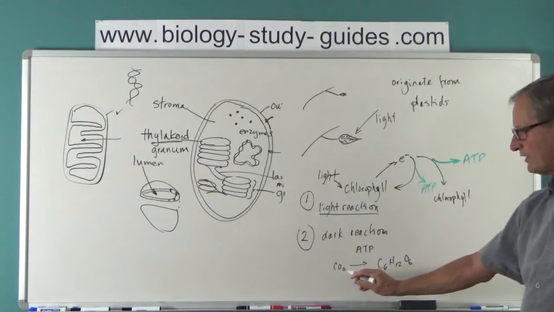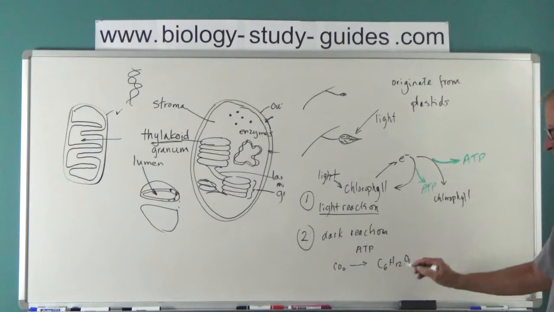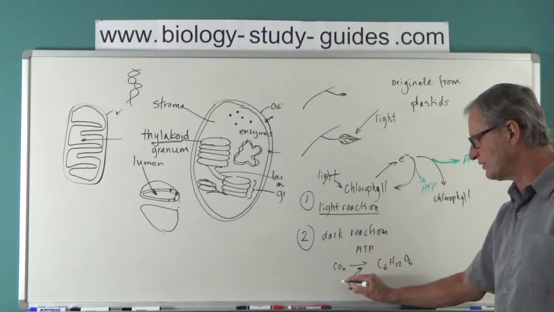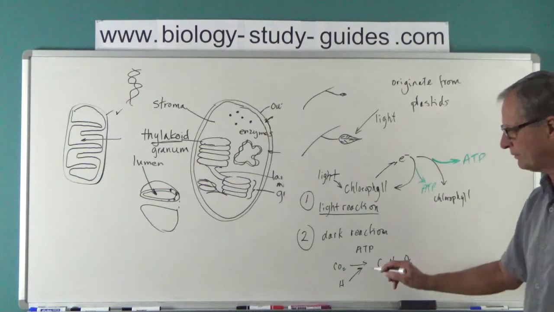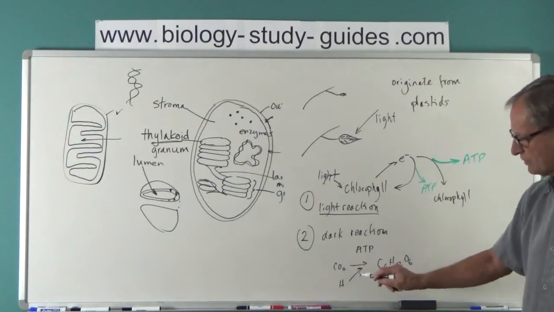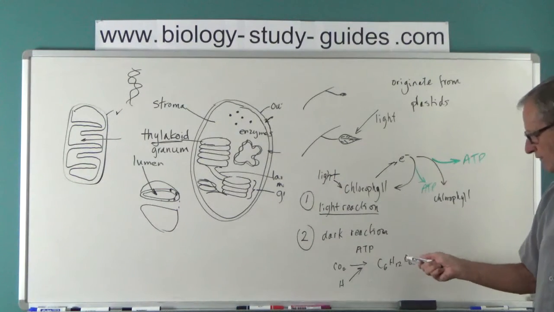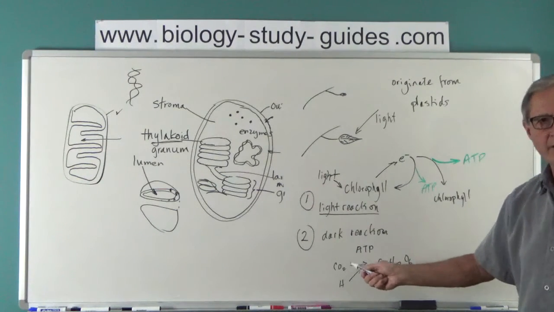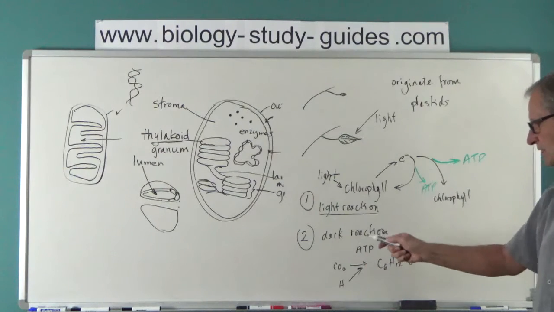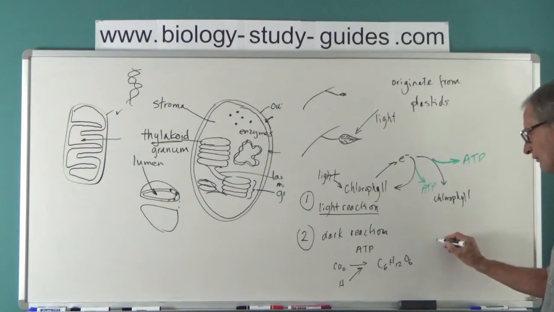Now you can see right away this has got carbon and oxygen in it. Carbon and oxygen here, we have to have hydrogen added to it. So the combination of carbon, hydrogen, and oxygen will give you that. The numbers of atoms aren't balanced here, but you get this sort of thing. This is called the Calvin cycle.